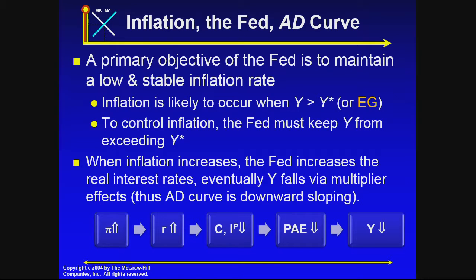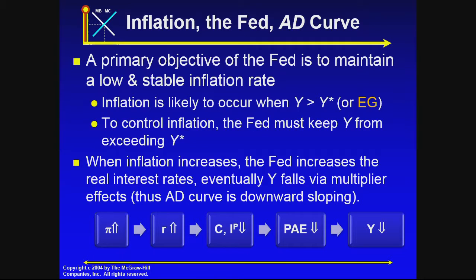That's what you do. You are the government. Inflation is likely to happen when Y is greater than Y star. Our famous example, we have an expansionary gap or excess demand. To control the inflation, the Fed must keep the income from exceeding Y star. So one way to do it is, when you have inflation, the Fed, remember, using that monetary policy rule, will increase the real interest rate. So watch what happens, a chain reaction. If there's inflation, then they raise the real interest rate. And then remember, that's your homework assignment you just did.